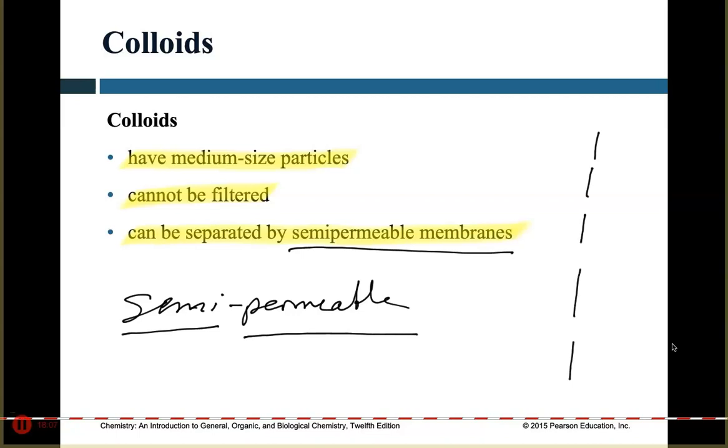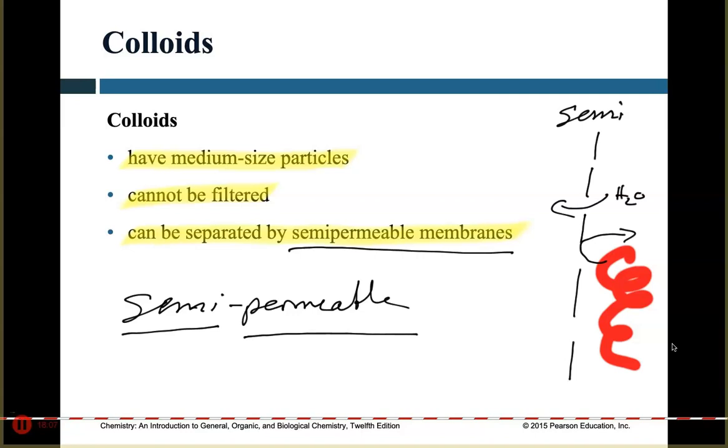Commonly, if you do biochemistry, they're dialysis bags. The pores are teeny tiny so that water can go through. But if you have something more massive, like DNA or protein or something like that, they're too big to go through the holes and they'll stay on one side. So it's a semi-permeable membrane because only some stuff can go through.